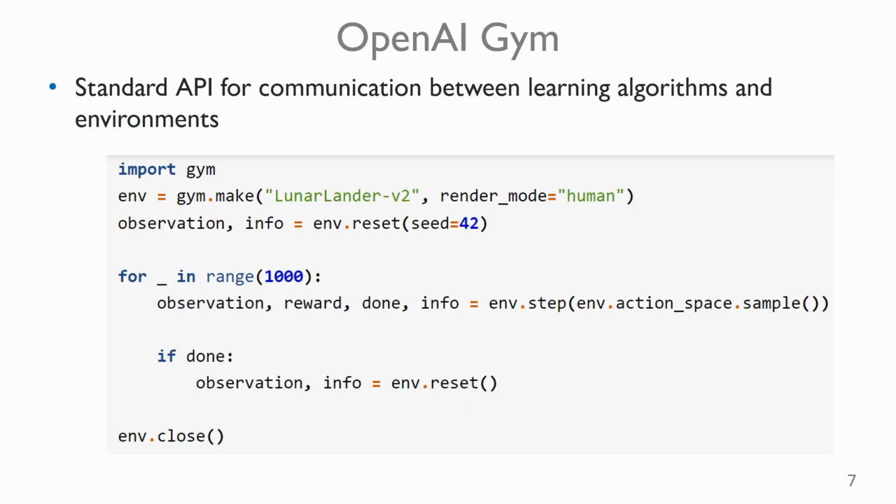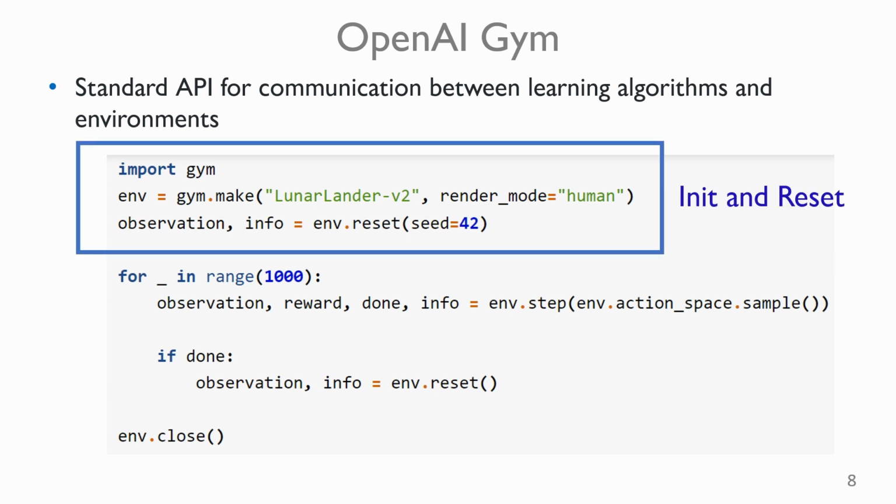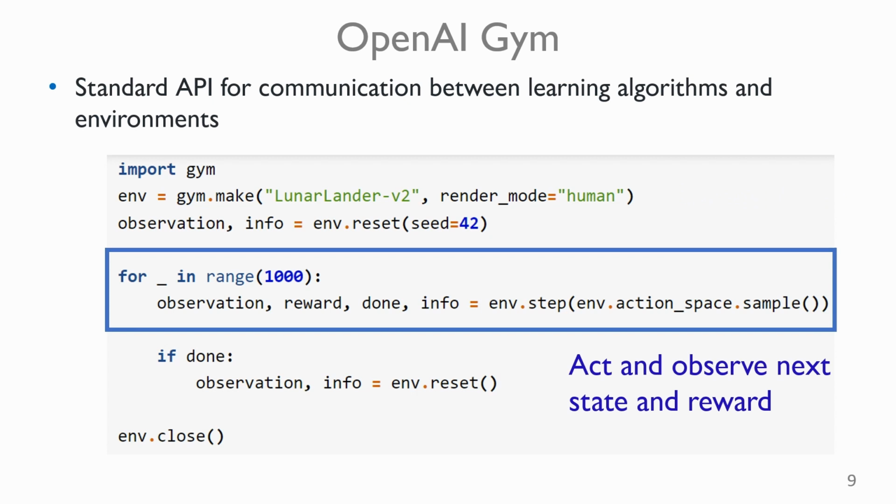It introduced a standard API for communication between learning algorithms and environments. For instance, the make and reset methods are responsible for initializing the environment and returning the initial observation. The step method is the most important method and is responsible for returning the next observation, reward, a flag indicating whether the episode has terminated, and a dictionary of extra information.